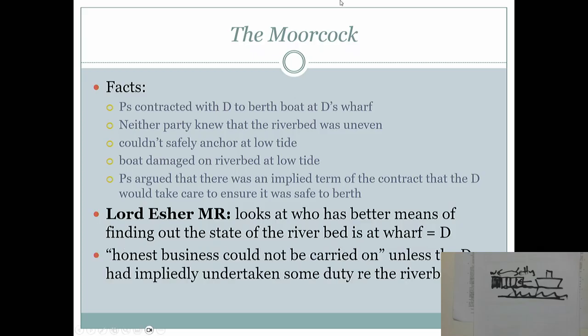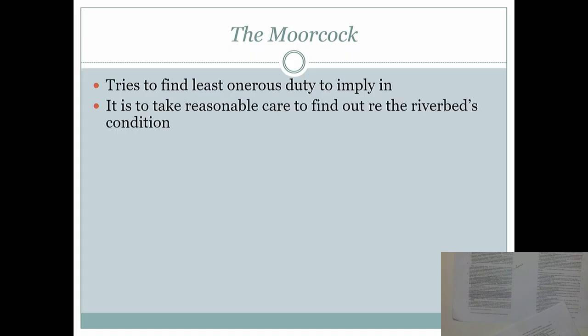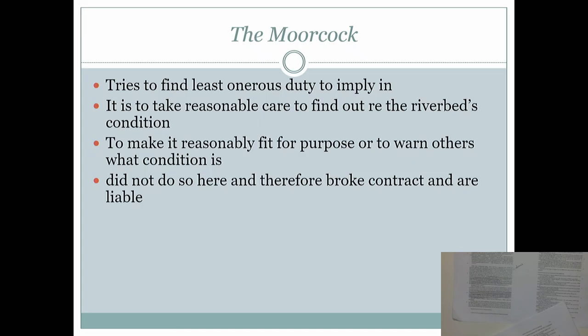And the court says, Lord Esher says, honest business could not be carried on unless the defendant had impliedly undertaken some duty re the riverbed. You just wouldn't have a jetty business if the risk was entirely on the boat owners. But what's the least onerous duty to imply in? It's to take reasonable care to find out the riverbed's condition, and then to make it reasonably fit for purpose, or to warn everyone what the condition is. Did not do so here, and therefore they broke the contract and they're liable.